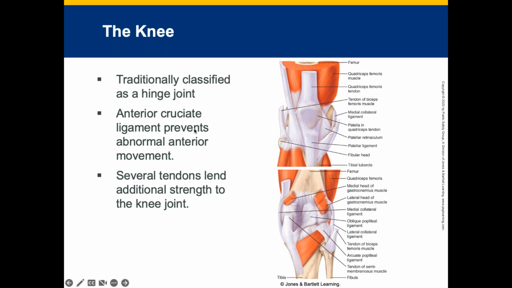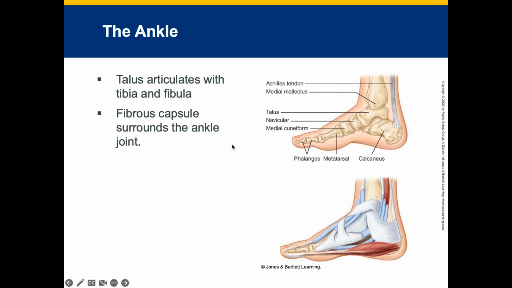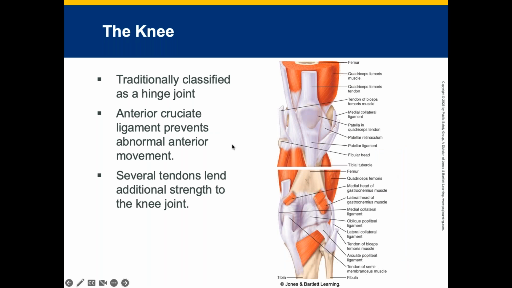A little bit more about the knee. We talked about ligaments and tendons. Traditionally classified as a hinge joint, the anterior cruciate ligament prevents abnormal anterior movement, hyperextension of the tibia, and there are several tendons as well as collateral ligaments that lend additional strength to the knee joint. As you can see on the photo here.